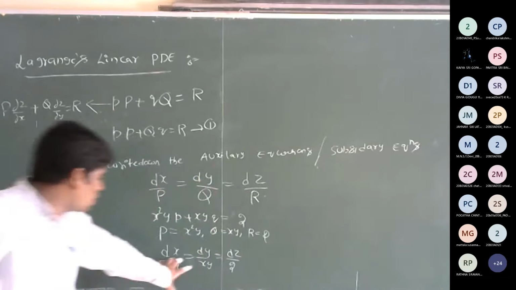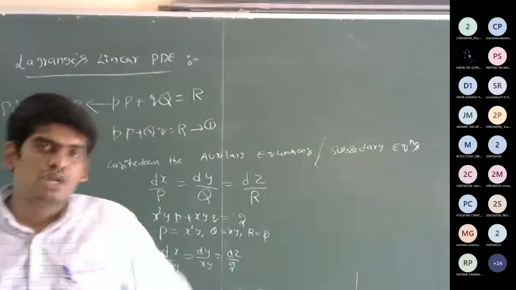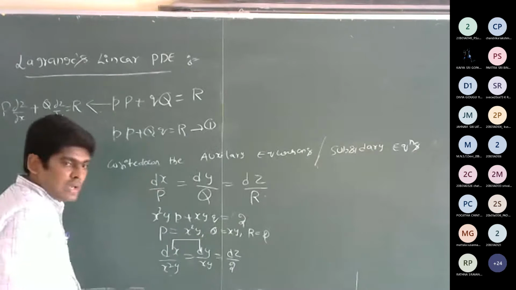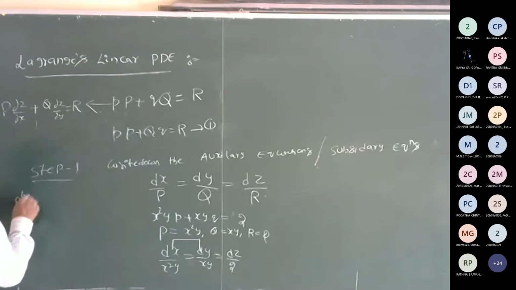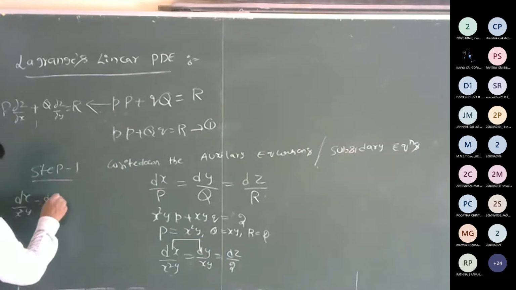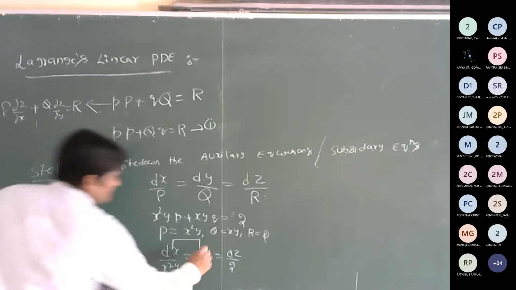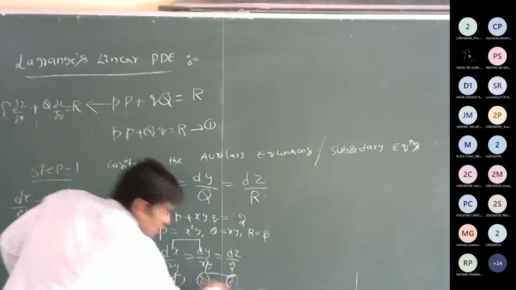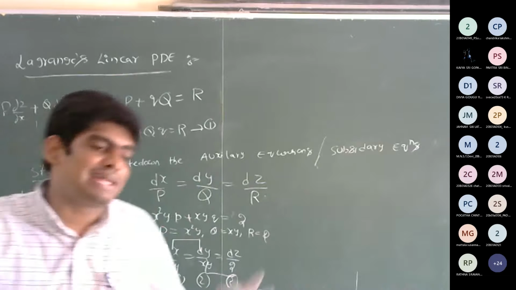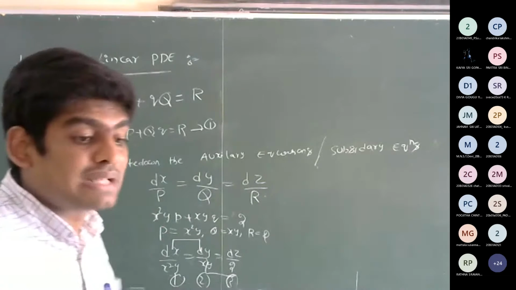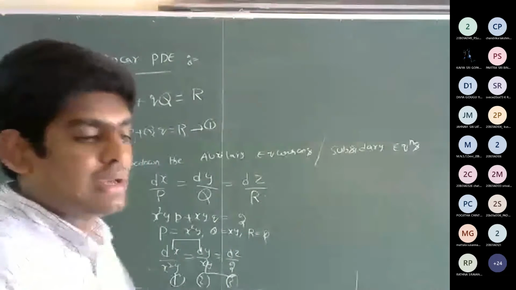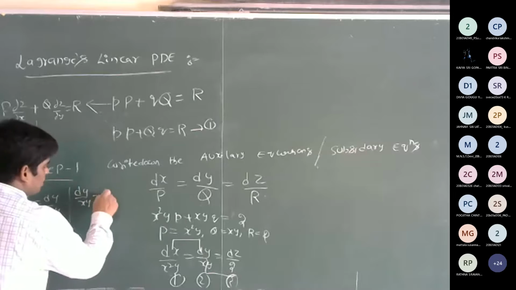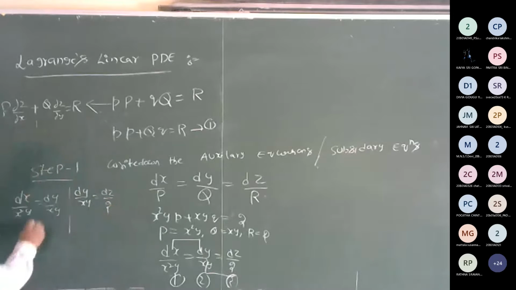So that means here we have three terms. Suppose we take the first two terms, that means dx by x squared y is equal to dy by x y. And you consider the next two terms, 1 and 3, or 2 and 3. You can calculate one solution by taking any two, right? That is called the method of grouping. Grouping means we are taking combined terms, right? Next one, suppose we take dy by x y is equal to dz by 2. From this you will get one solution.